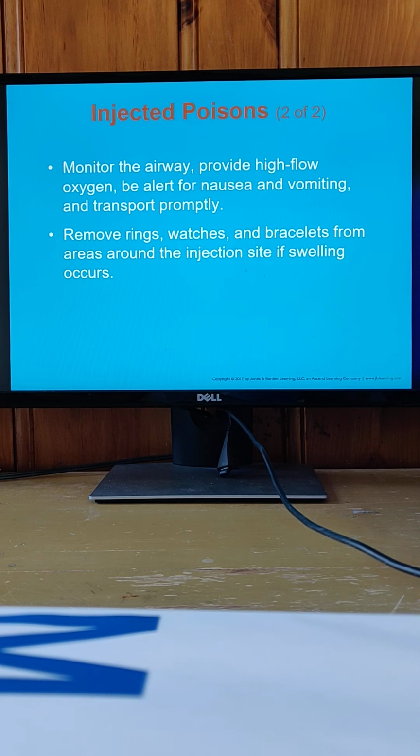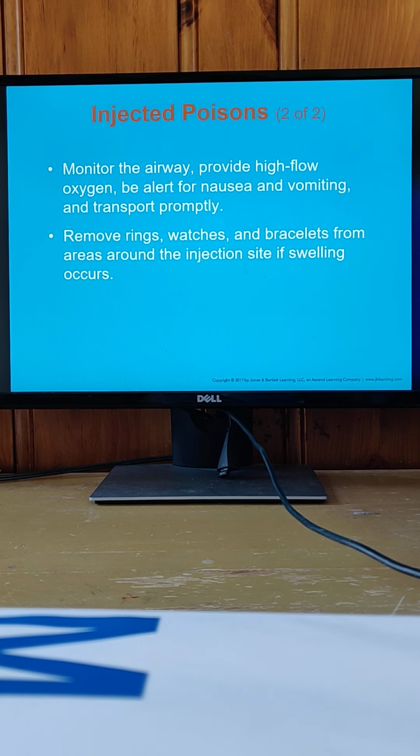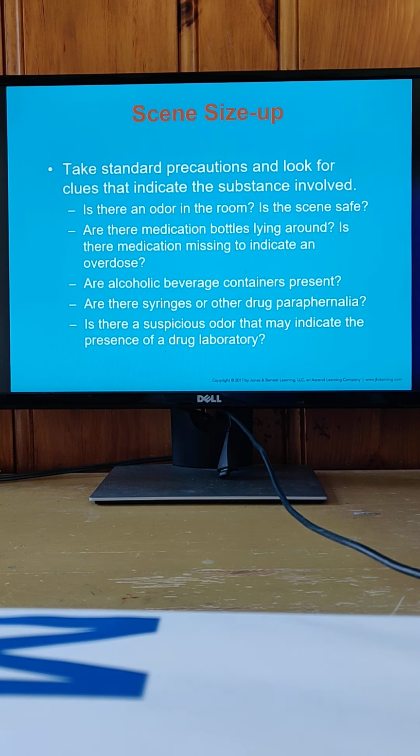Monitor the patient's airway, make sure that it's secure. If it's not, secure it. Provide high flow O2. Be alert for any nausea and vomiting. Get your suction ready to go. And transport promptly. Remove any rings, watches, and bracelets from around the area of the injection site if swelling occurs. Sometimes the poison causes such massive swelling that if the person's still wearing a ring, that ring would act like a tourniquet, and anything beyond the ring or bracelet would have greatly reduced blood flow, and they could possibly lose the limb. So get that stuff off as quickly as you possibly can.